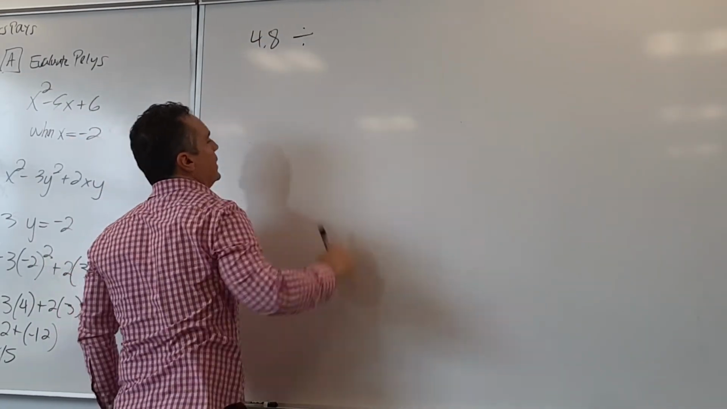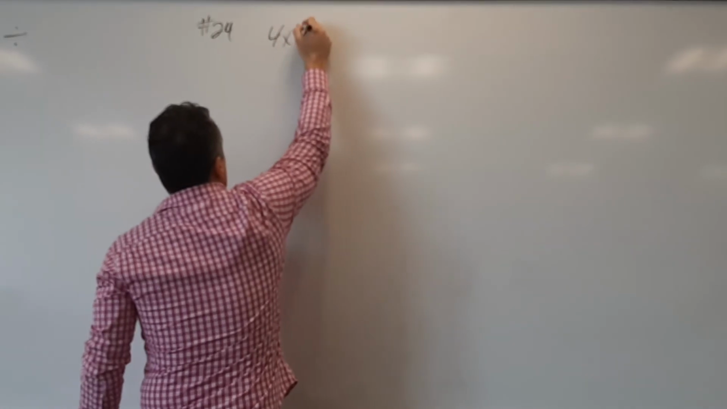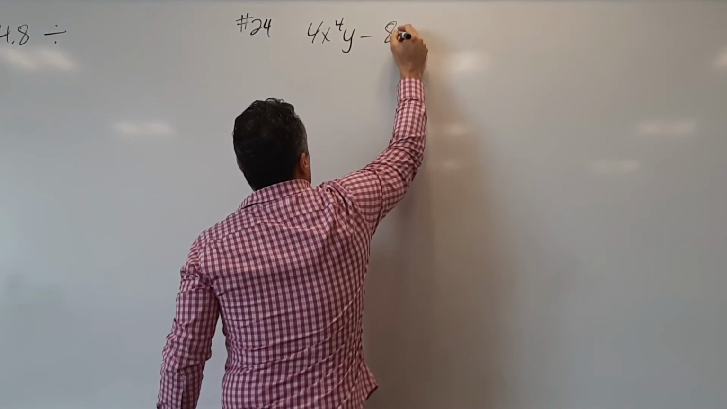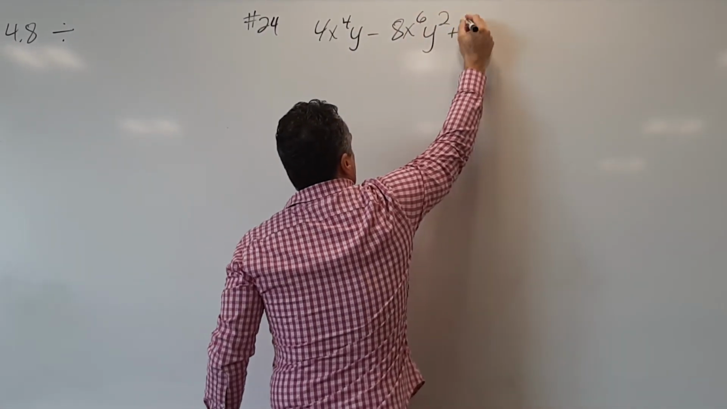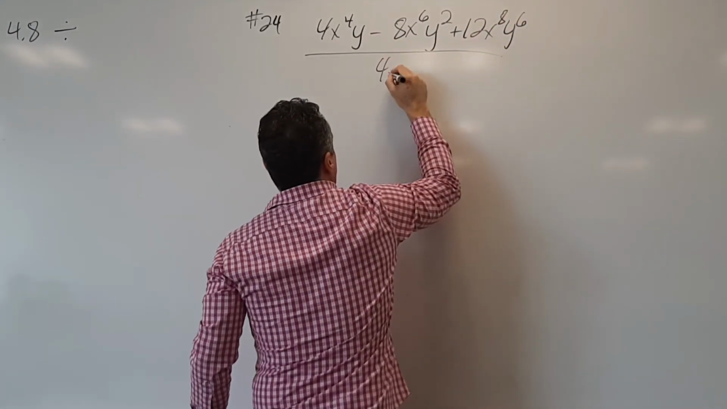It is division. I need somebody to read problem number 24 to me. Number 24. Go ahead, I'm ready. 4x to the 4th y minus 8x to the 6th y squared plus 12x to the 8th y to the 6th over 4x to the 4th y.